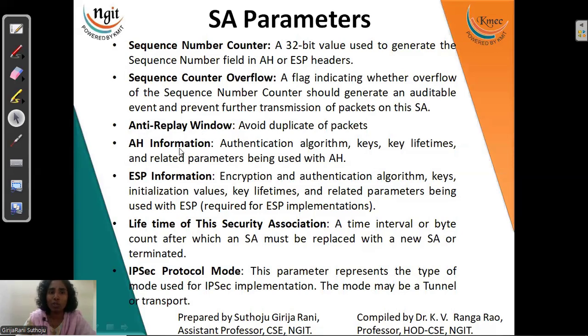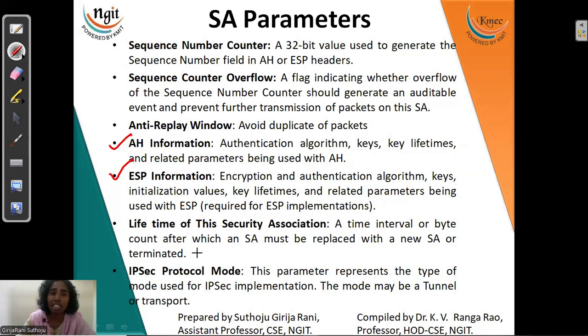The anti-replay window and AH and ESP information: the anti-replay window will avoid duplicate packets. See, when packet 1 is received and packets 2, 3, 4 are in traffic, and again if I receive packet 1, that duplicate is avoided. That can be done by the anti-replay window in SA. Along with this, we have AH and ESP information also, where AH is responsible for authentication and integrity purposes. What all requirements are needed will be saved over there, and ESP is responsible for encryption also.